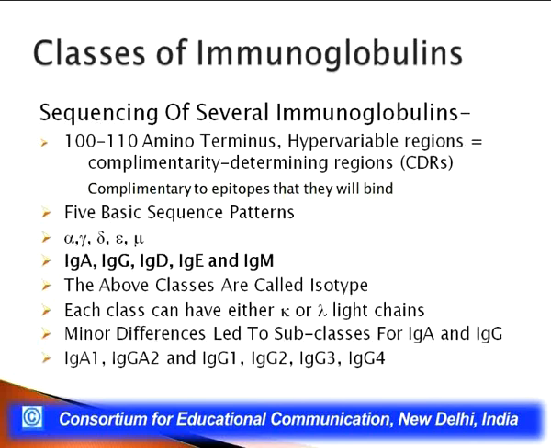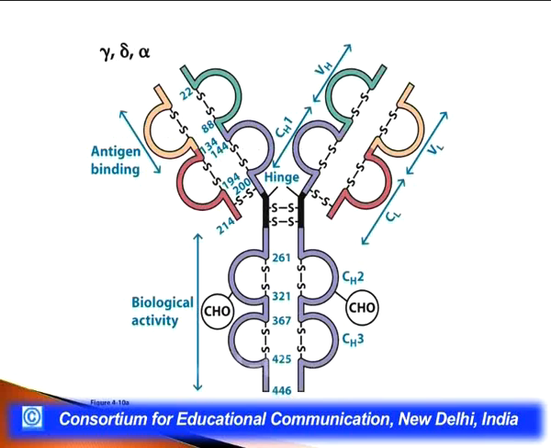Now, I would like to bring back your attention to the structure of antibodies. If you see the variable region in the heavy chain, VH region, CH1 region, CH2 region and CH3 region.